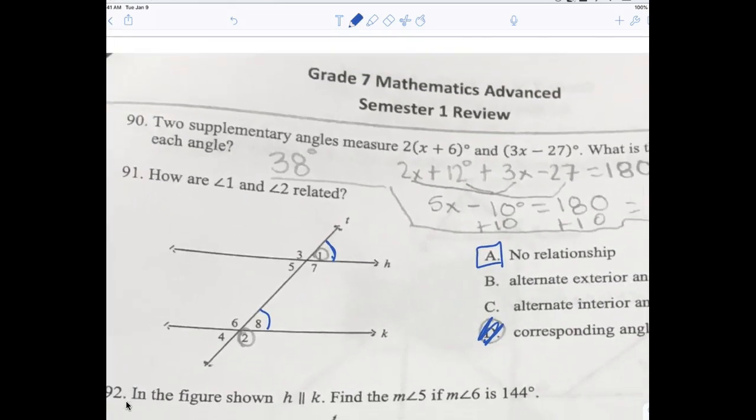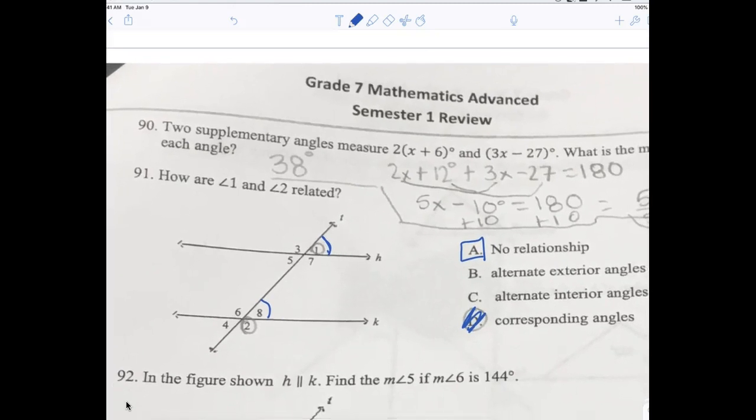Now, if I said alternate exterior, what would be alternate exterior with number 1? 1 and 4. Alternating means on opposite sides. That's right. Exterior, because you're on the outside. This is the interior, this is the exterior.